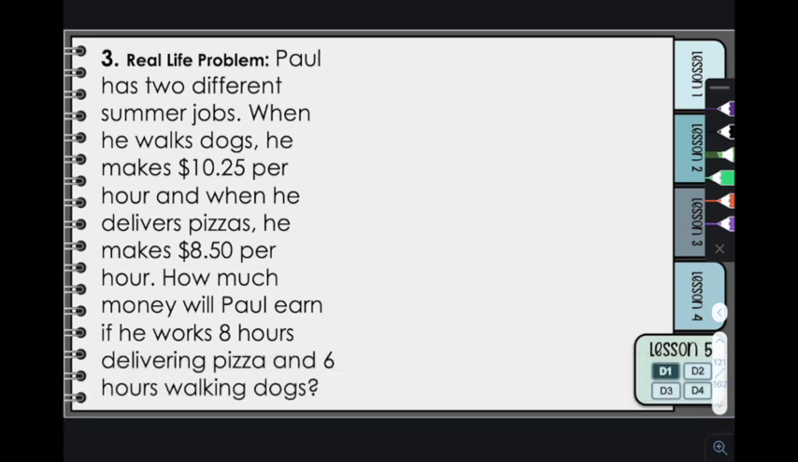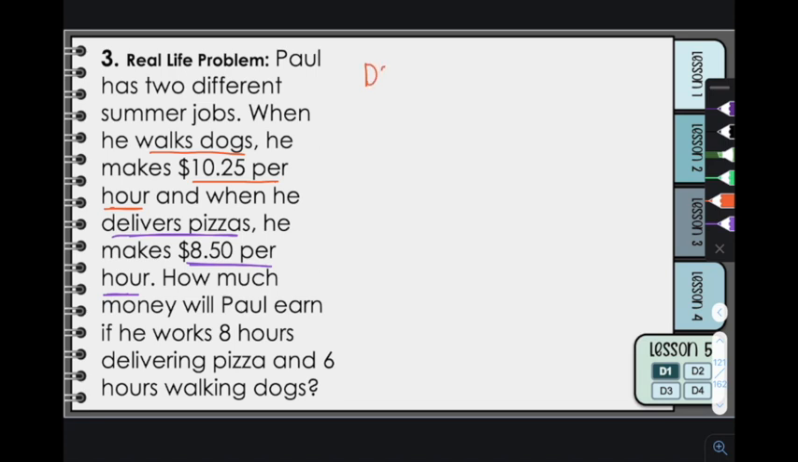Okay, so important facts we want to pull out of our word problem. Paul has 2 different jobs. When he walks dogs, he's going to make $10.25 per hour. When he delivers pizza, he makes $8.50 per hour. You want to know how much money he's going to earn if he works 8 hours delivering pizza and 6 hours walking dogs. So that's what we have to figure out.